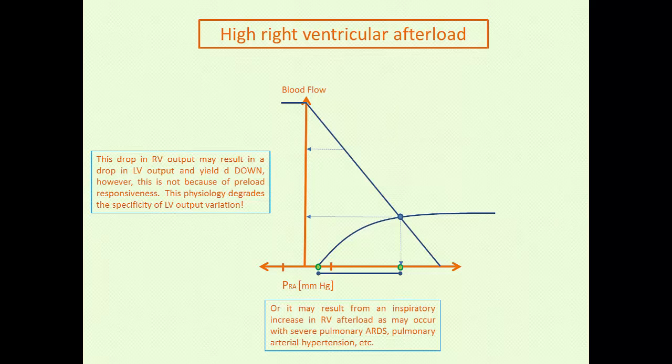So the drop in RV output may result in a drop in the LV output a few cardiac cycles later and yield a D down, but this is not because of preload responsiveness. This physiology degrades the specificity of LV output variation. That is, it increases the number of false positives.